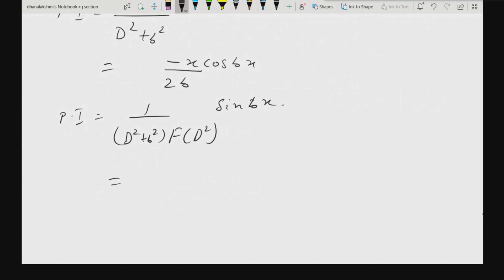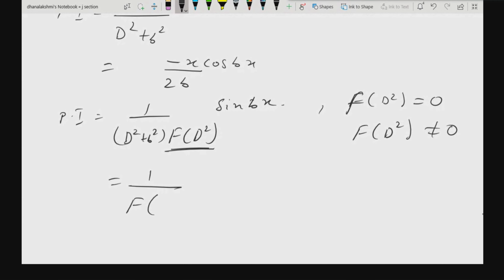So first, what will you do? Since small f of d square is equal to 0, this is happening, whereas capital F of d square is not equal to 0. When the remaining terms in d are not equal to 0, when you replace d square with minus b square, then what will you do? First logic you will apply: you replace d square with minus b square, and sine bx.